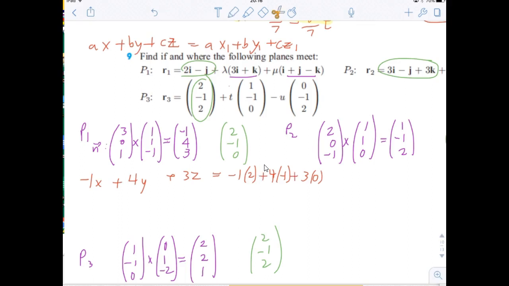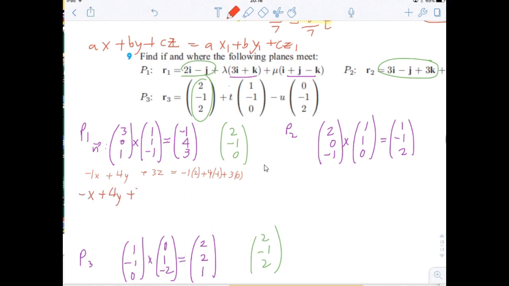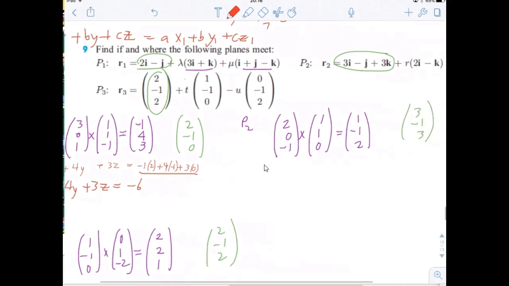And now I'm going to simplify this expression here. Okay, how do I simplify it? It's going to be negative x plus 4y plus 3z equals, and then I'm going to simplify this. Negative 1 times 2 is negative 2 plus negative 4, so that's equal to negative 6. Okay.